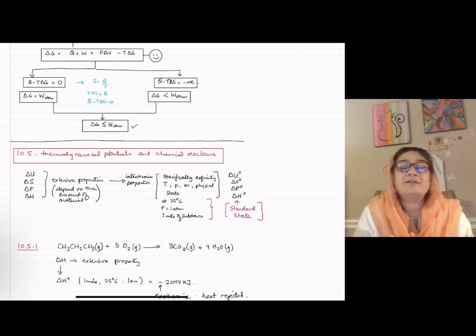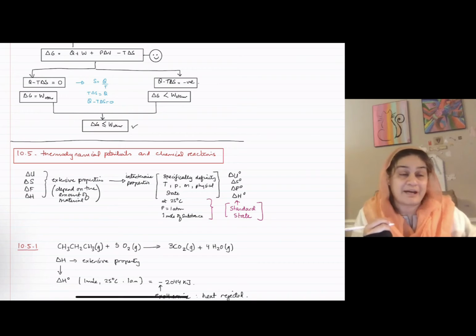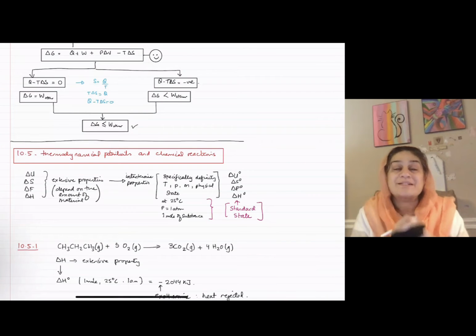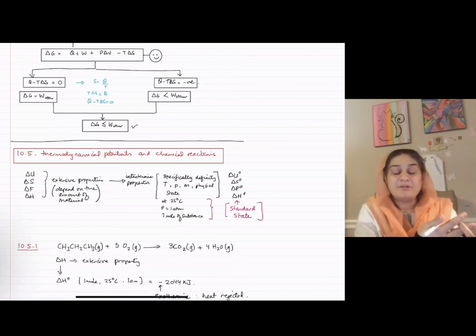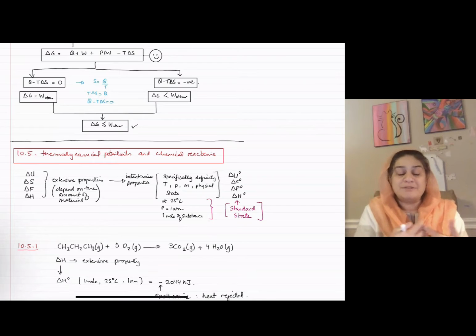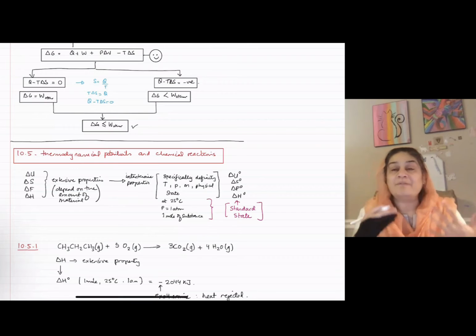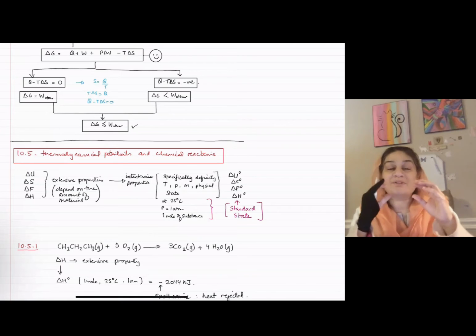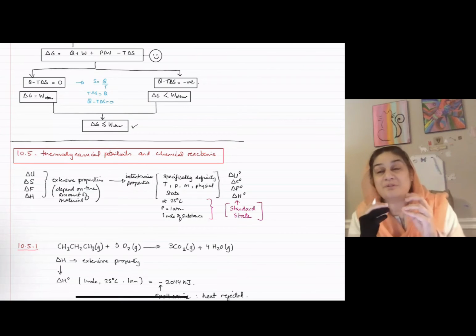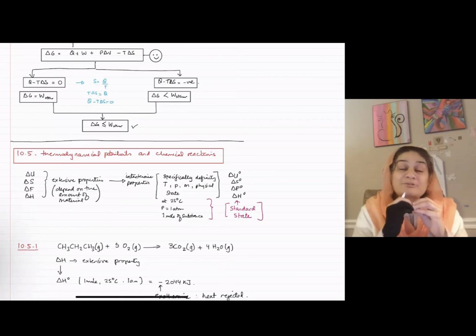So we said that the thermodynamical quantities, which are delta U, delta S, delta F, and delta H, are extensive properties, which means that they change with the amount of material. So if you double your sample, your delta U, delta S, delta F, delta H are going to change accordingly. However, that is not something that we always want. Instead, we want to standardize things and convert them into intensive properties.